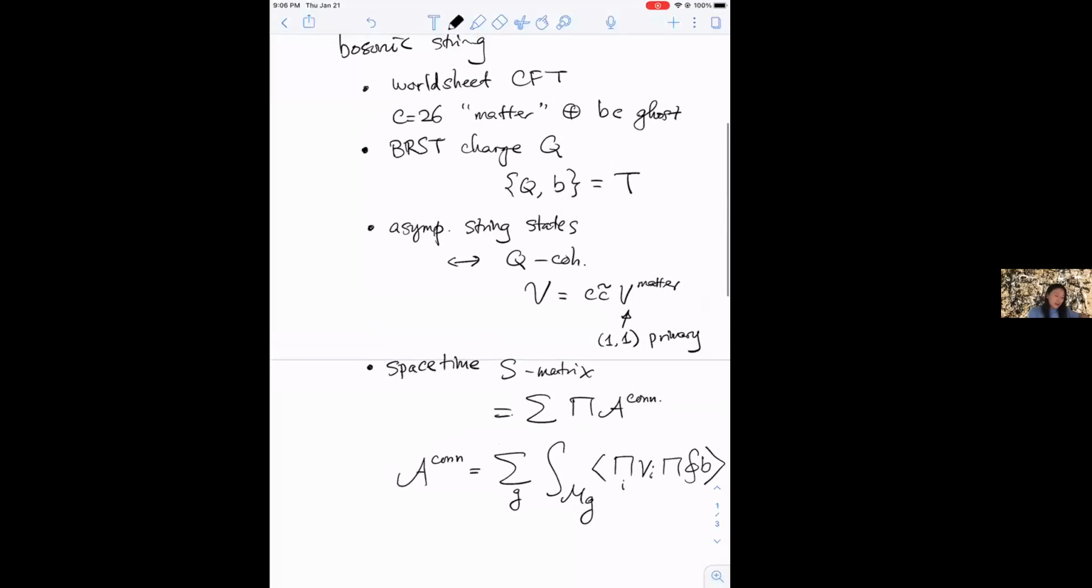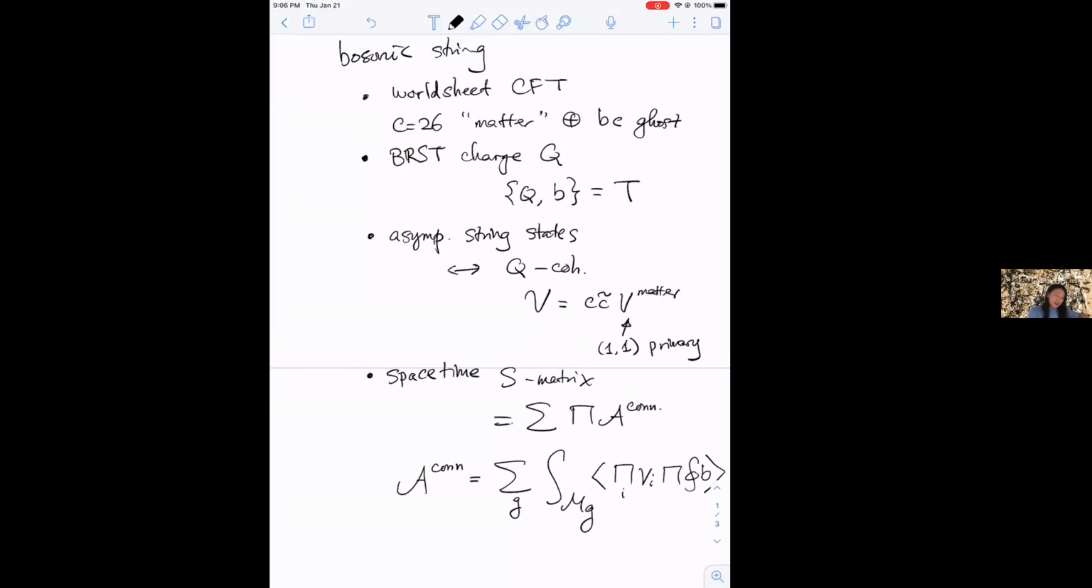However, you can evade this trouble, in principle, by replacing this c equals 26 matter CFT. Instead of having 26 free bosons, you can replace it by some other CFT and perhaps get around this problem of the closed string tachyon.